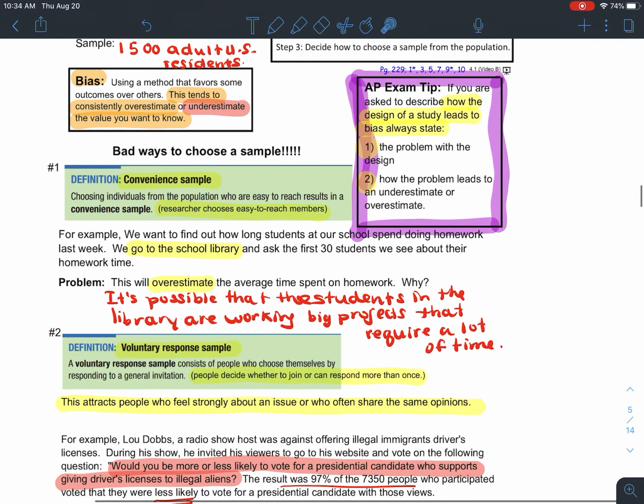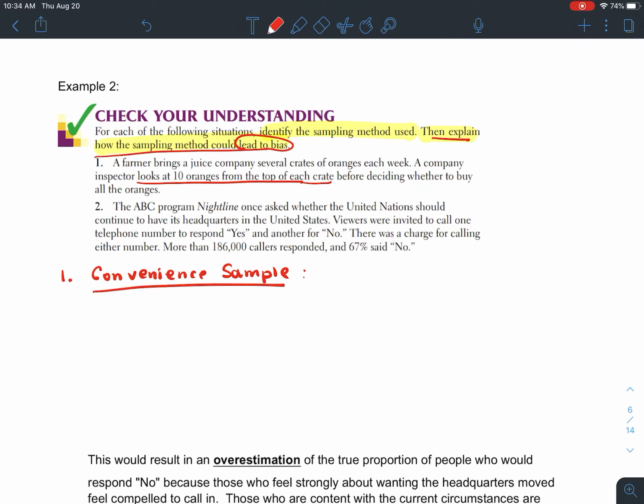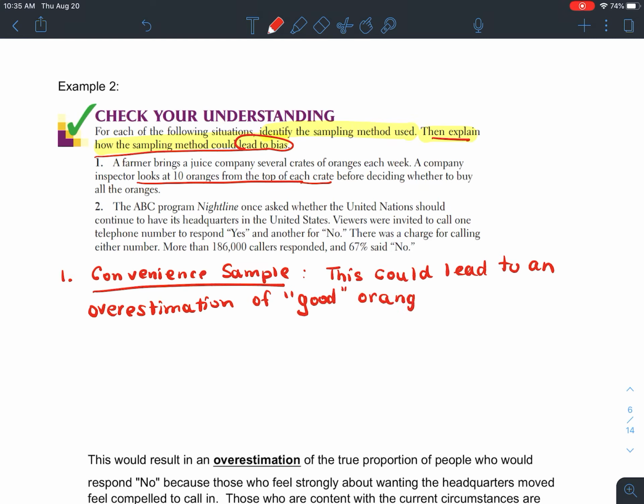Remember back here on the front that in addition to addressing what the problem is, you have to say how that could lead to either an over or an underestimation of what you're trying to measure, okay? So we could say something like this. This is not the only answer, but this is a good answer. We could say that this could lead to an overestimation of what we'll call good oranges if the farmer puts his best oranges on top, okay?